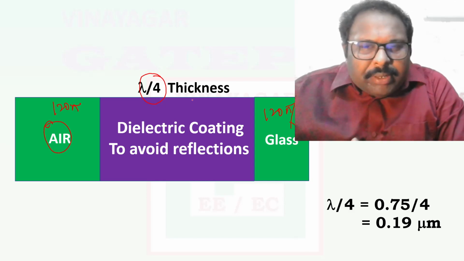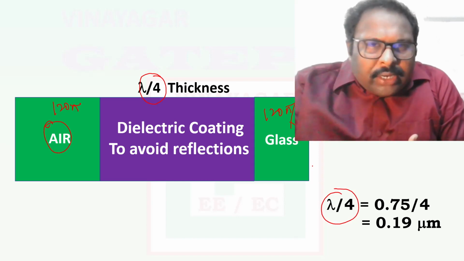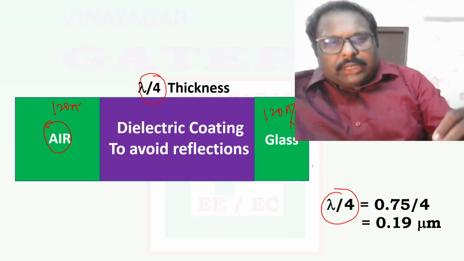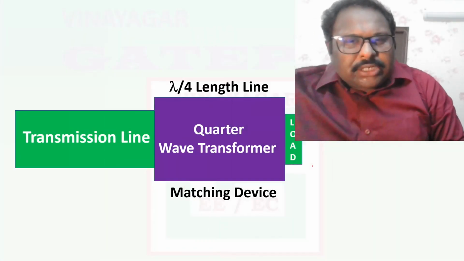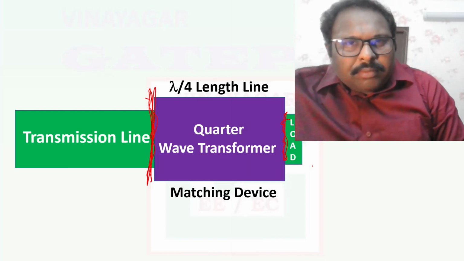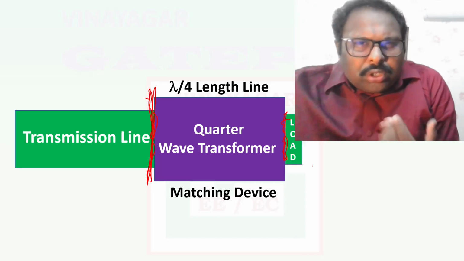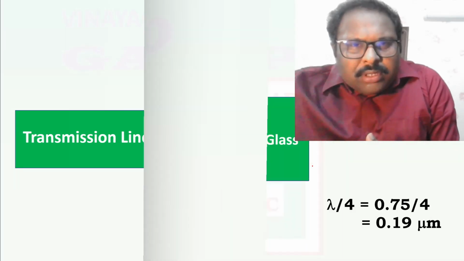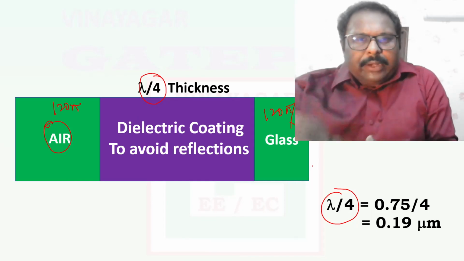What is the minimum thickness? The minimum thickness is lambda by 4. So what is the dielectric coating acting as? It's acting as a quarter wave transformer. So the dielectric coating should be of lambda by 4 thickness so that it is going to be matching the air and the glass, just like matching the transmission line and the load. This is not an exceptional question. This is not out of the world. This is a 2011 ESE question. In 2011 ESE also they asked the same. So the minimum length required is lambda by 4, and lambda is given, 0.75 by 4, 0.19.